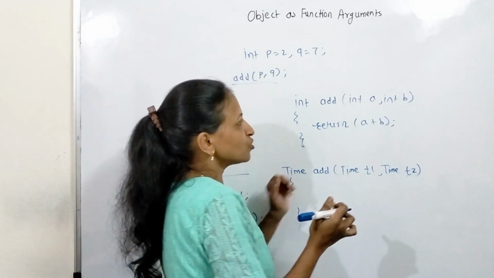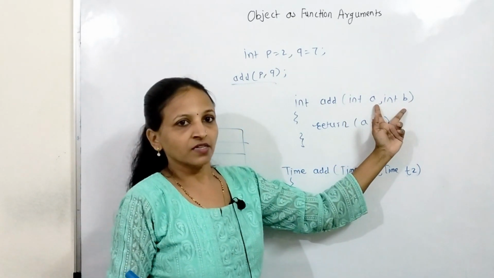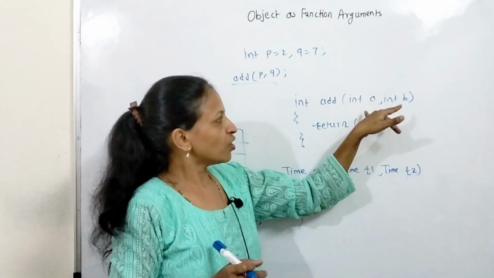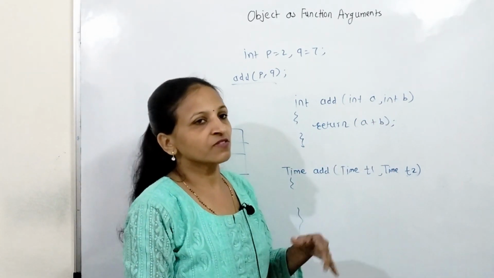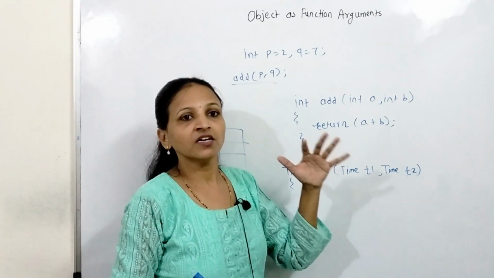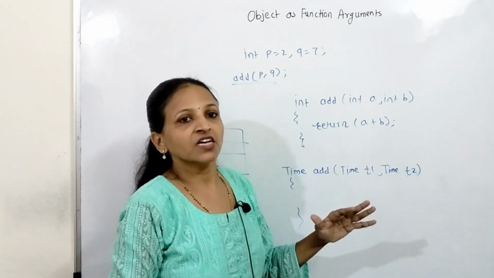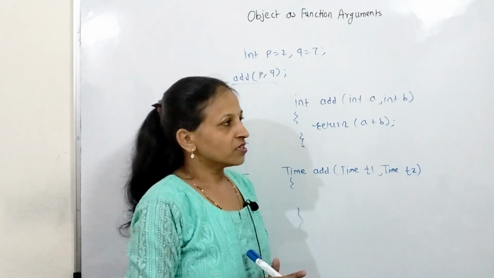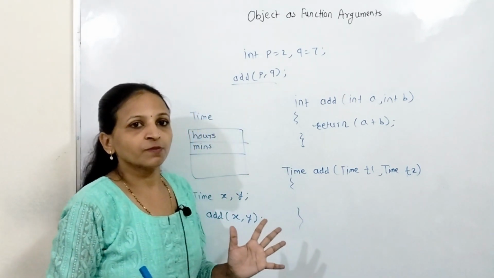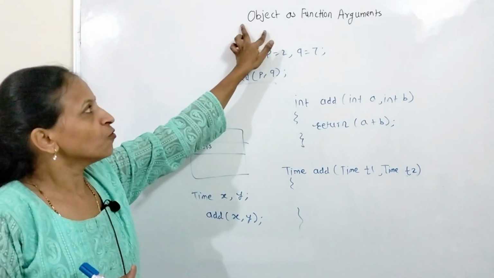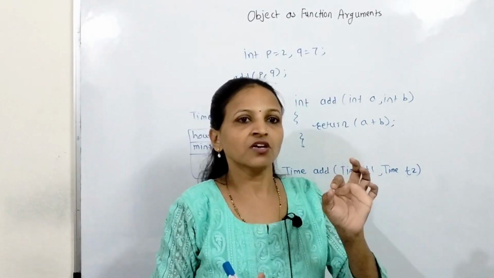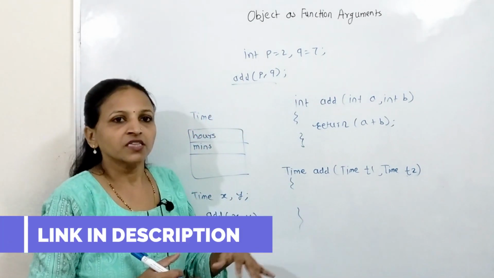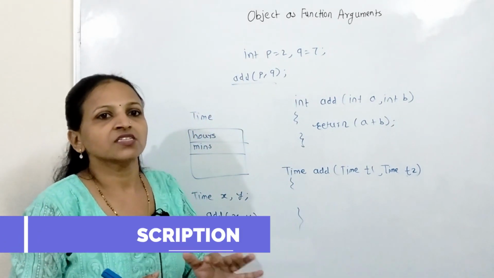If we want to swap these two, a and b, then call by value is not applicable. For that we have to use call by reference. With the help of pointer we can achieve that, and also with the help of reference variable. But I am not going to explain that whole part here. I am just explaining how we can pass an object as a function argument. If you want to go into that much depth, then just see the video on functions in C++.